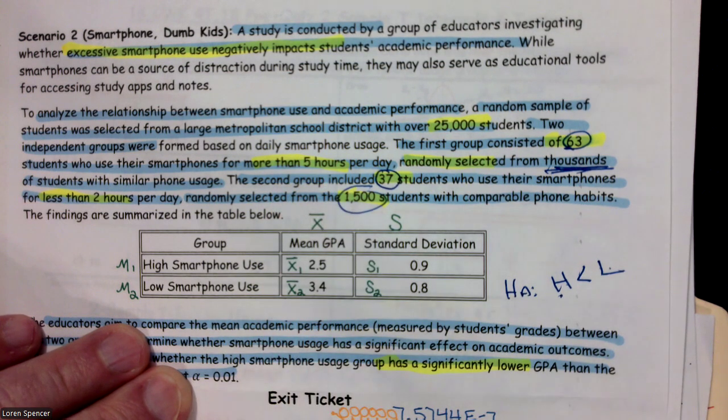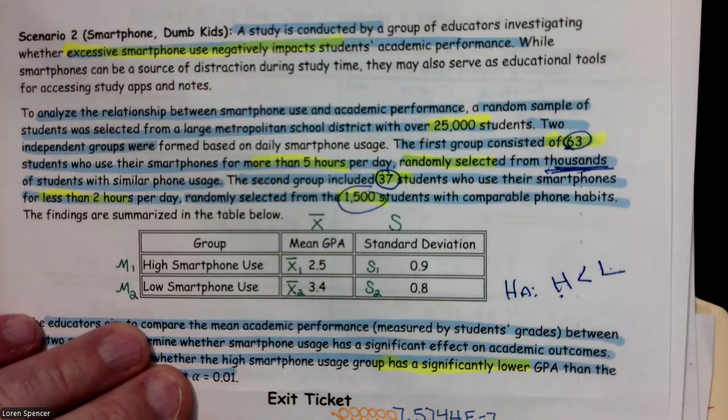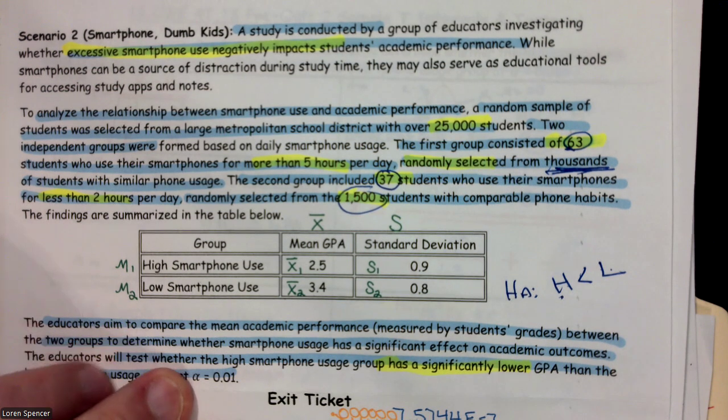The first group consisted of 63 students who used their smartphones for more than 5 hours a day, randomly selected from thousands of students with similar smartphone usage. The second group included 37 students who use their smartphones for less than 2 hours a day, randomly selected from 1,500 students with comparable phone habits. The findings are summarized in the table below.